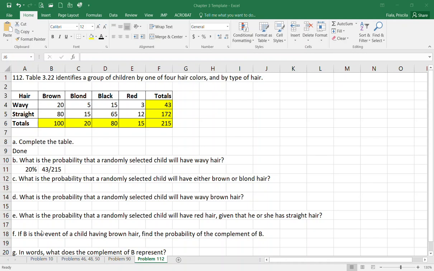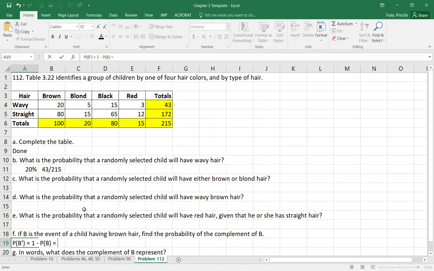And then lastly, actually, these are pretty much the same thing. If B is the event of a child having brown hair, okay, so B is the event of a child having brown hair, find the probability of the complement of B. So the complement of B equals 1 minus the probability of B.